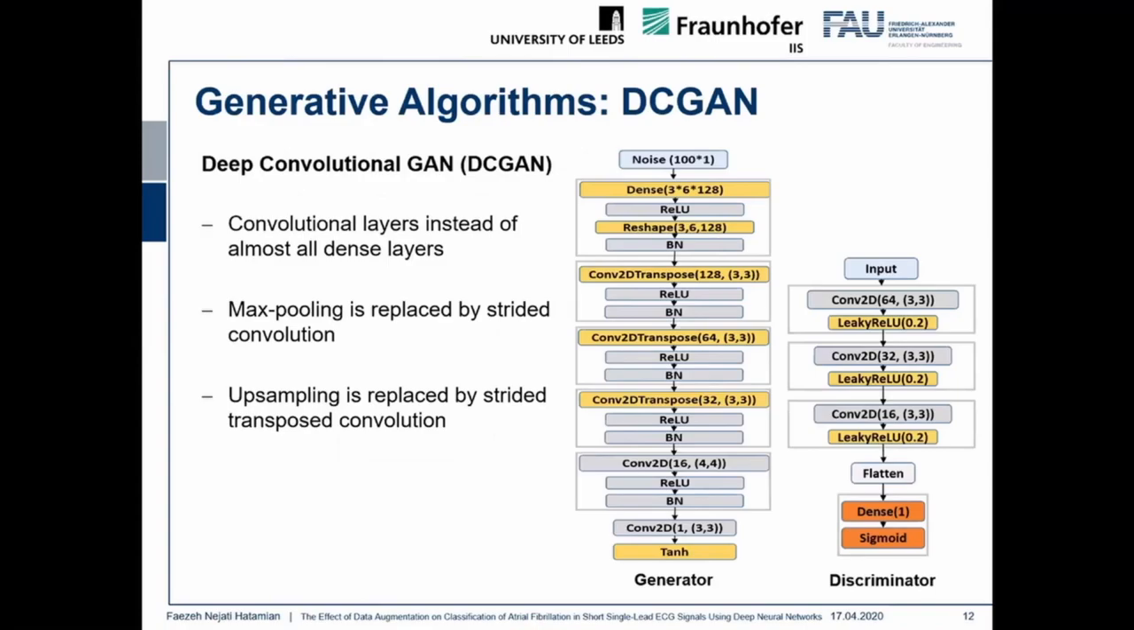In this work, we used deep convolutional GANs, or DCGANs. As you can see here, this is the architecture of the generator, and this is the discriminator that we used. In comparison to the normal GAN, convolutional layers are used instead of dense layers in almost all cases, max pooling is replaced by strided convolution, and upsampling is replaced by strided transposed convolution.